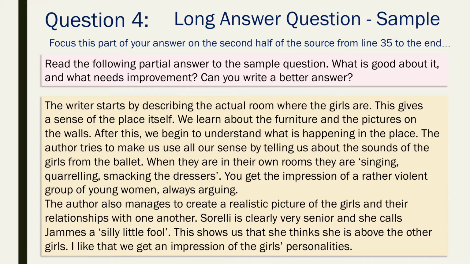Okay, we've got a partial answer on screen, so you can use this to start your own answer and then obviously develop using this as your template.